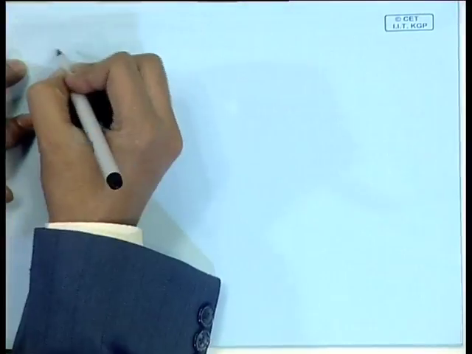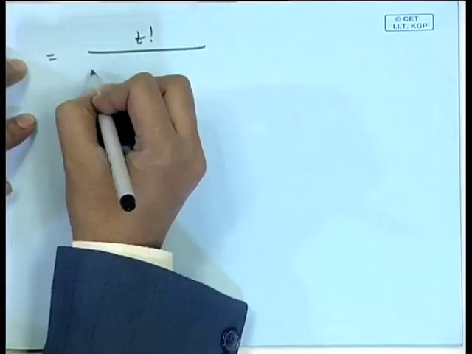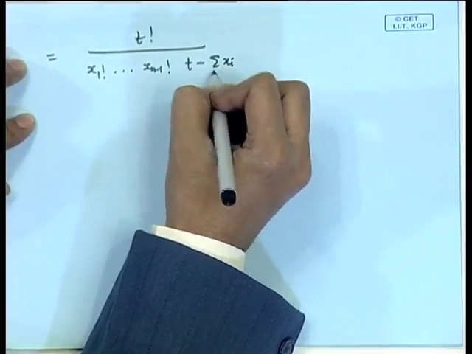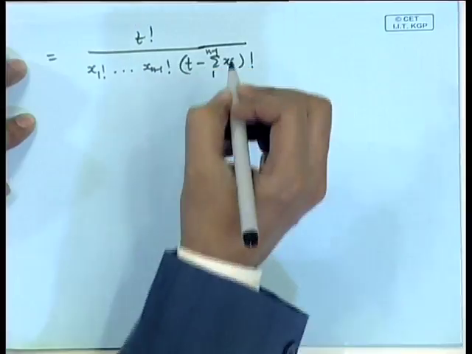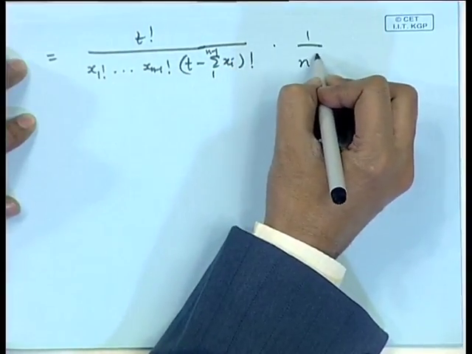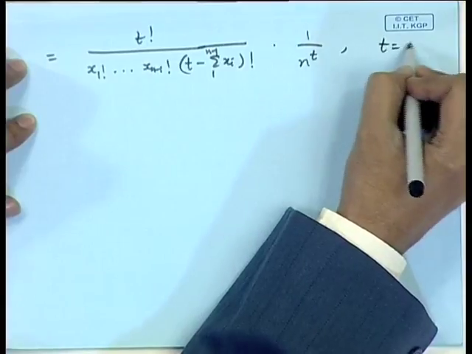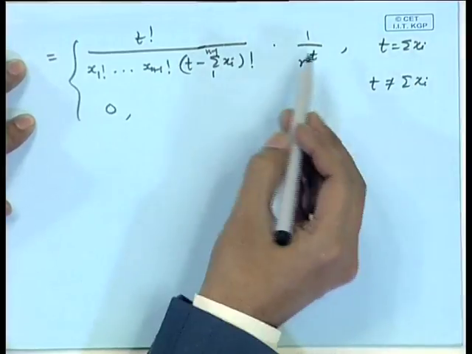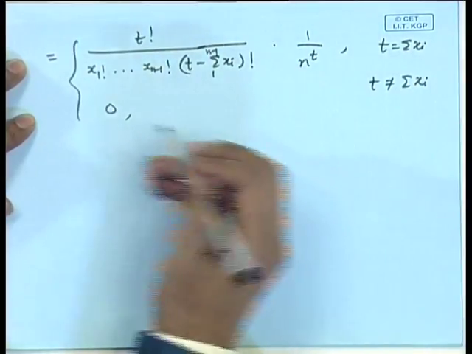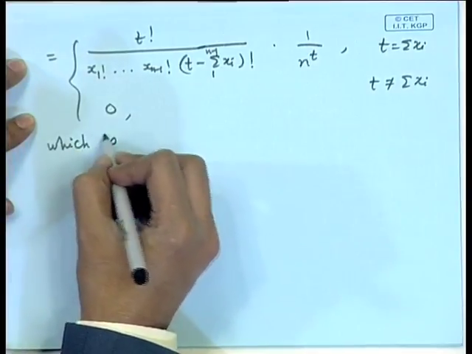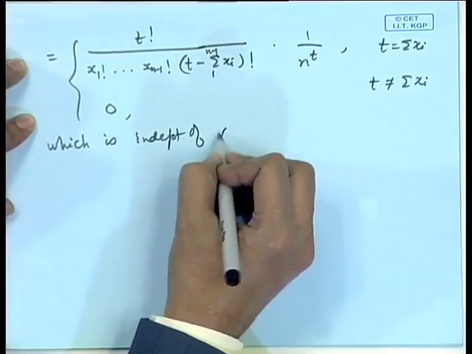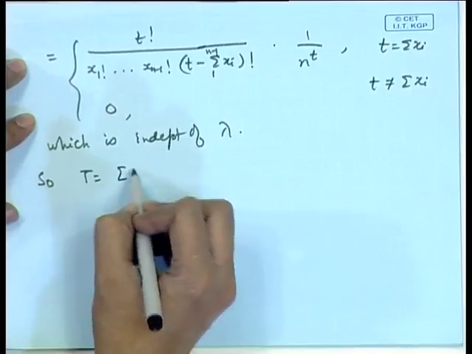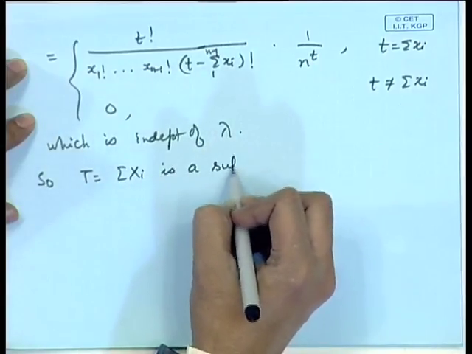So, we are left with t factorial divided by x1 factorial and so on, x(n-1) factorial, t minus the sum of xi from 1 to n minus 1 factorial, and 1 by n to the power t, when t is equal to the sum of xi, and it is equal to 0 if t is not equal to the sum of xi. Now, you can see here this term does not depend upon lambda. This is independent of lambda. So, we conclude that T, that is the sum of Xi, is a sufficient statistic.